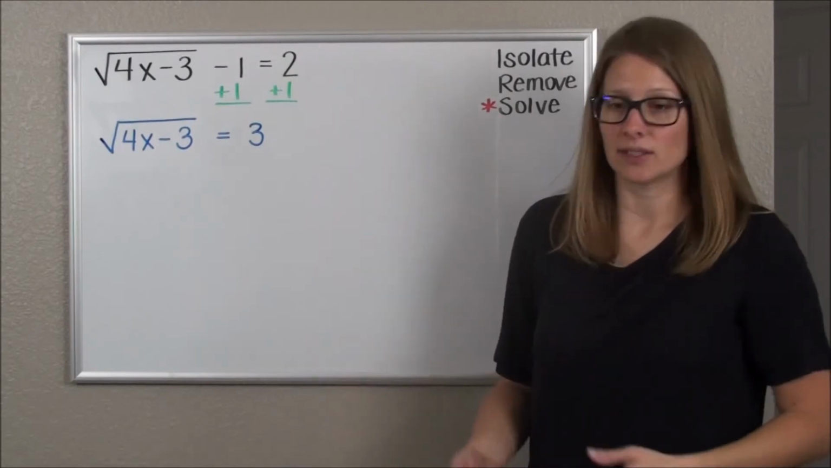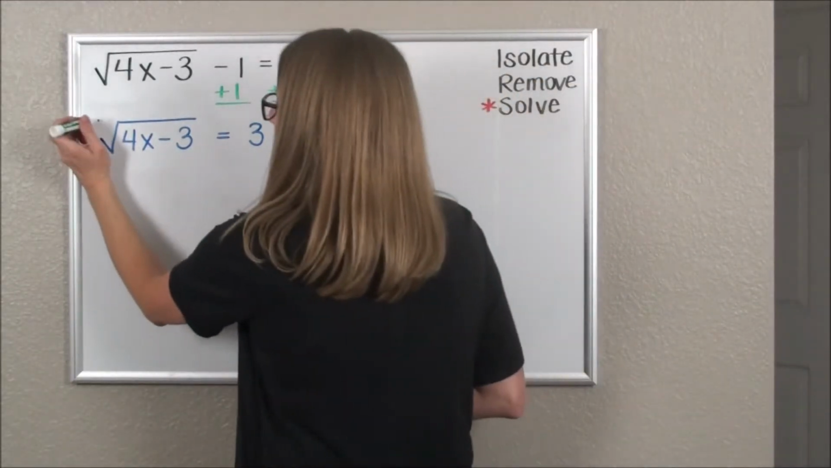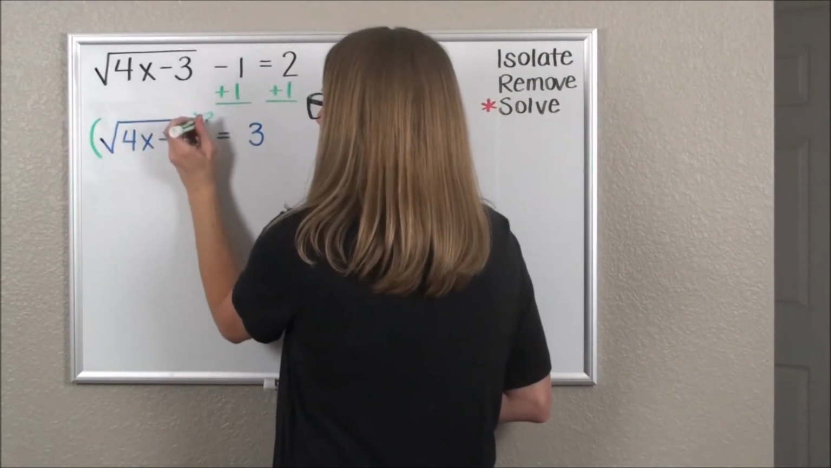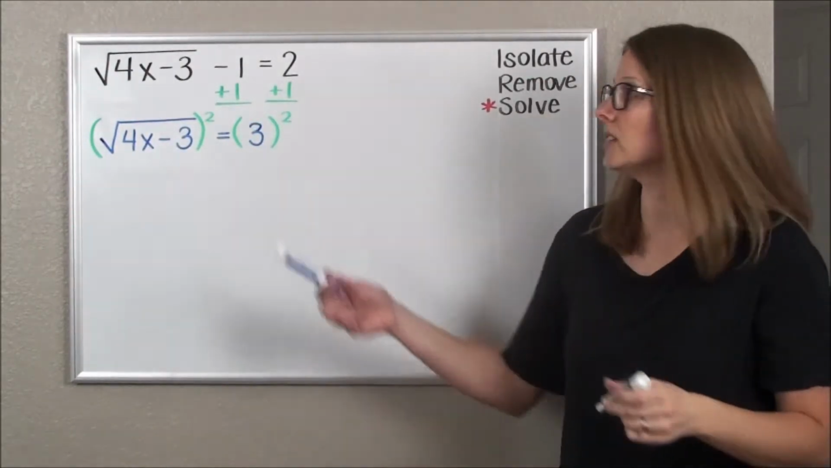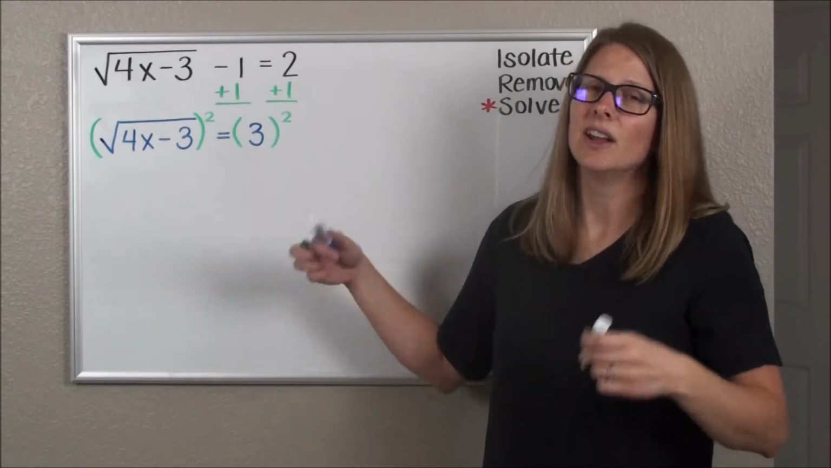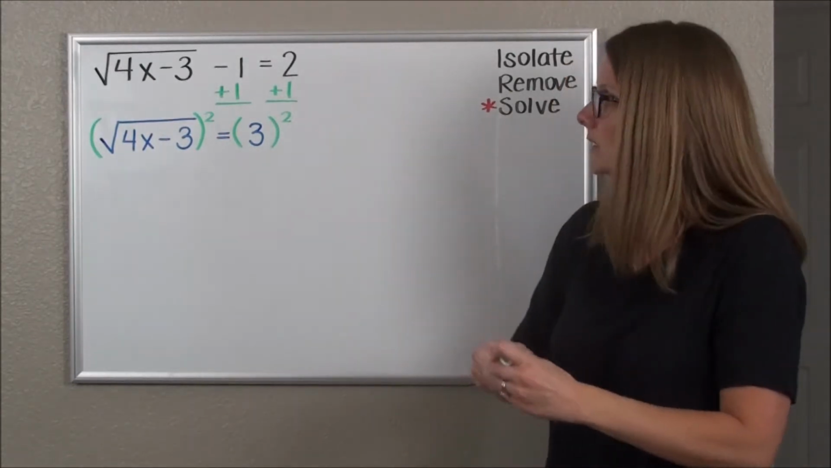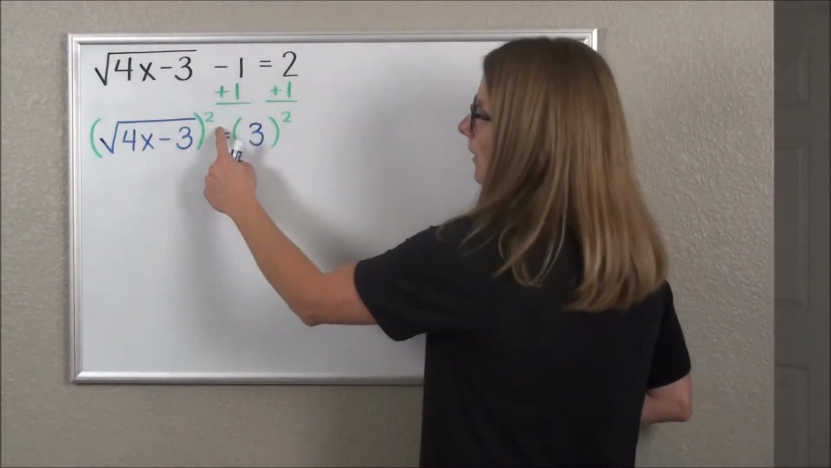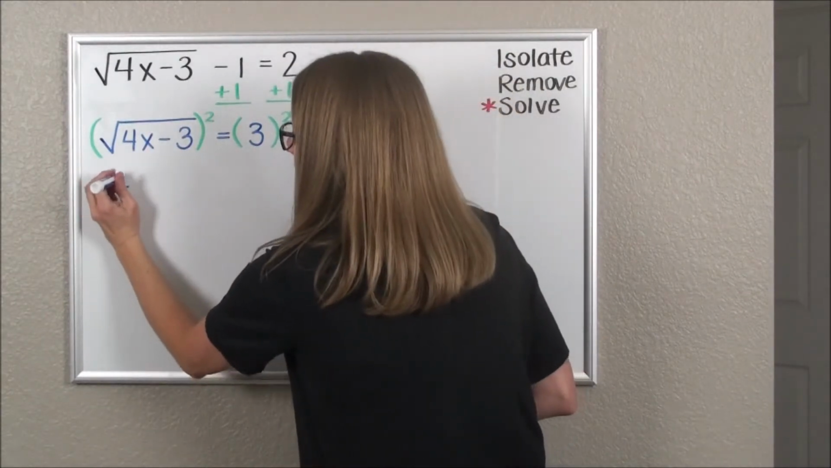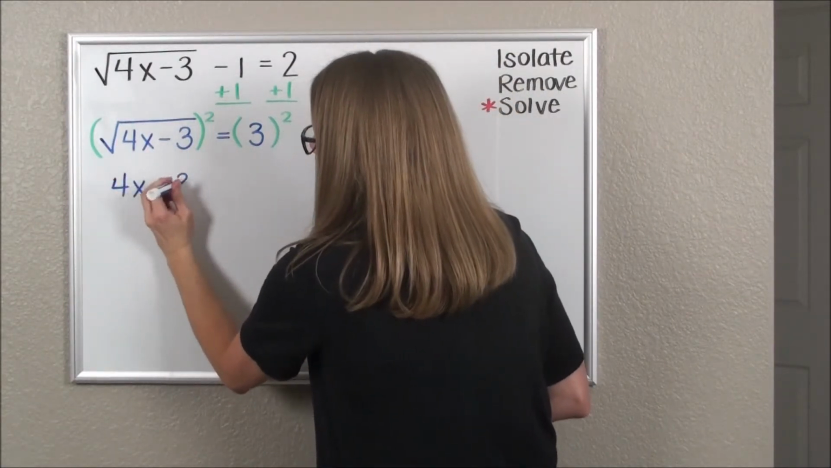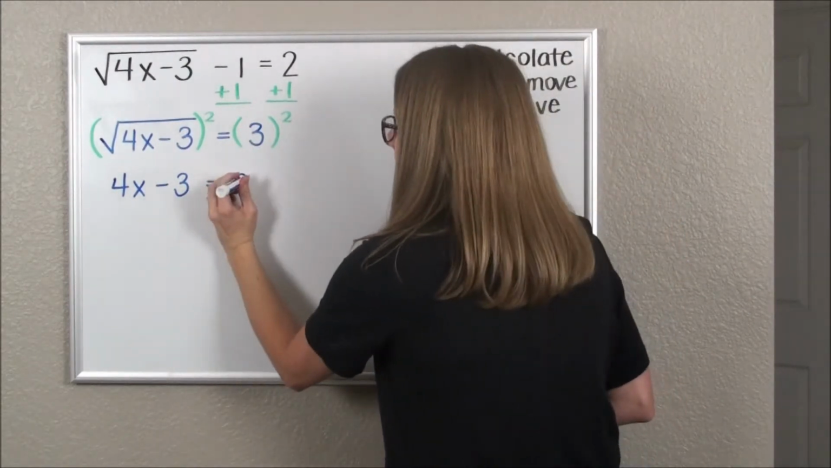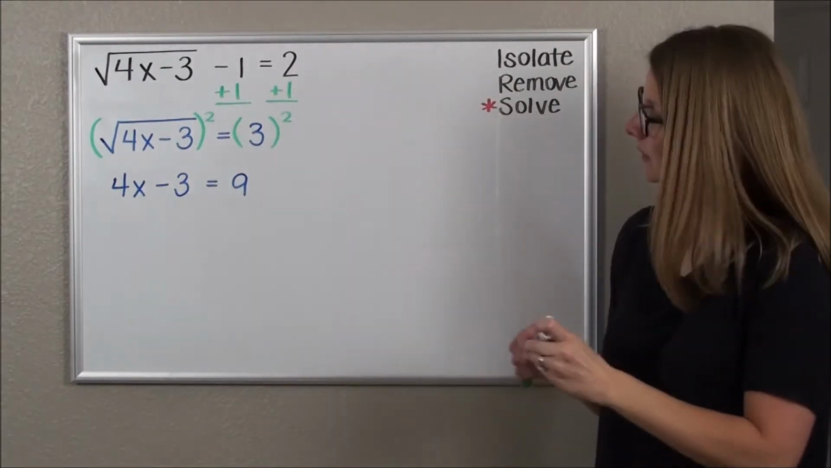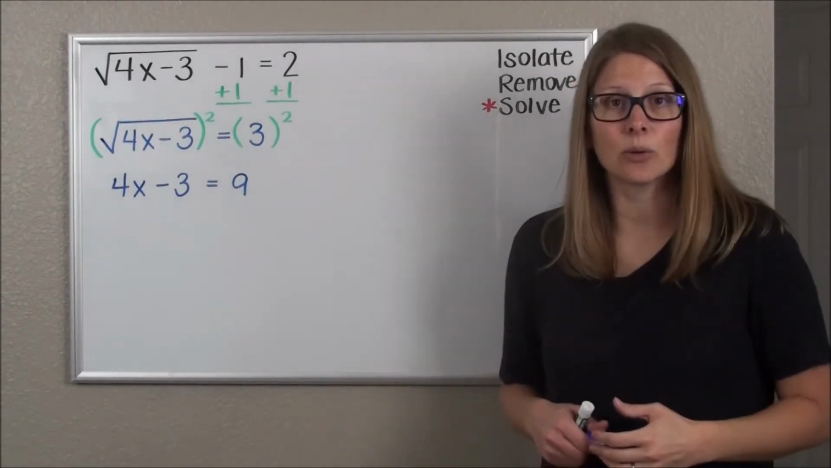To remove a square root, all I need to do is square both sides. And while we'll have to be cautious about our answer because of this squaring action, there's really nothing wrong with it as long as we're doing it to both sides. So now squaring the square root will make that root disappear. On the left, we'll have just 4x minus 3. On the right, 3 squared will give me 9. Now I have a nice linear equation to solve.